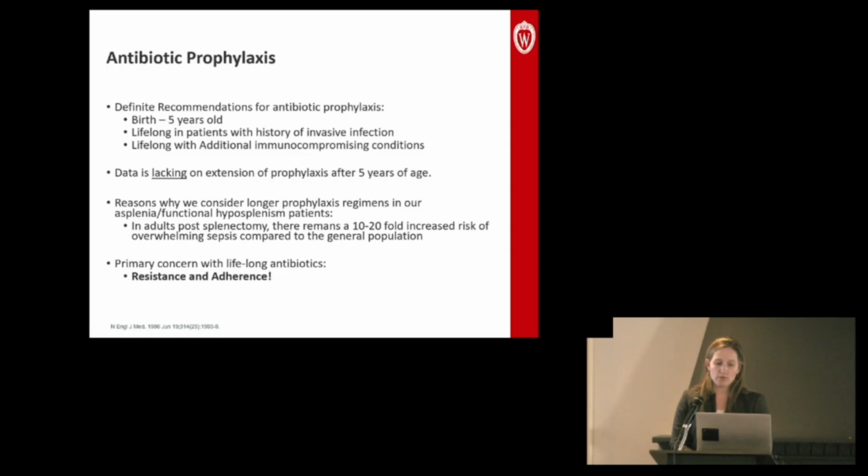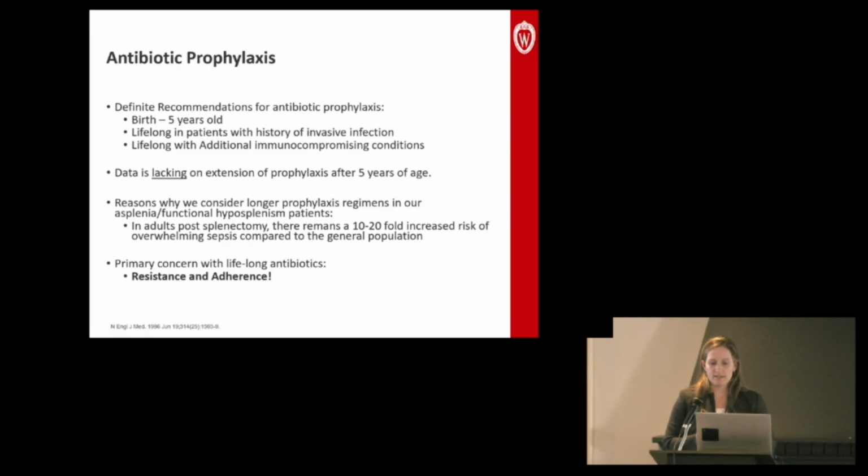So again, in our clinic, this is shared decision-making, as so many things that we do are. But the definite recommendations for antibiotic prophylaxis are birth to 5 years old. That is really solid data. And anybody with a history of invasive infections, we are advocating for lifelong prophylaxis. And as Dr. McDonald sort of alluded to, in any of our patients that have other immunocompromising conditions, it's just too many risk factors, and we also recommend lifelong prophylaxis.